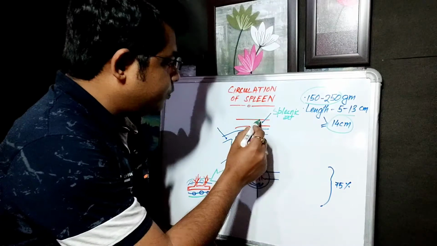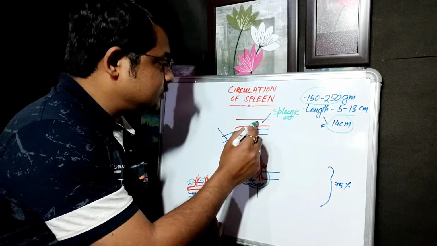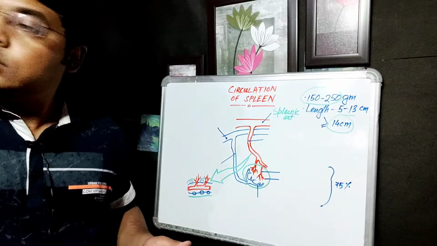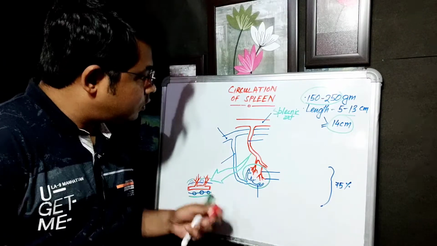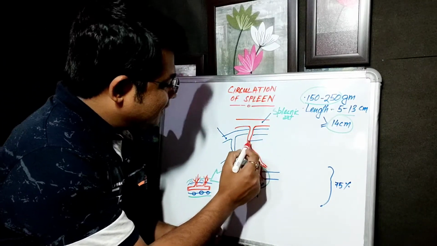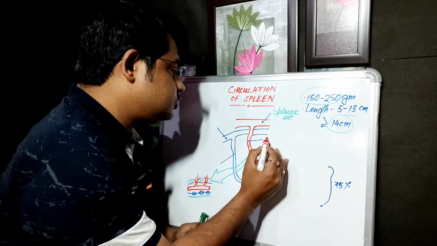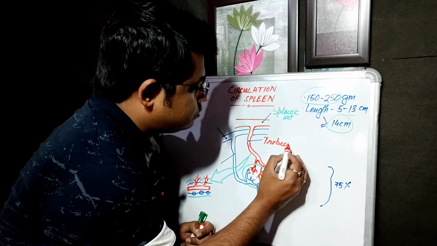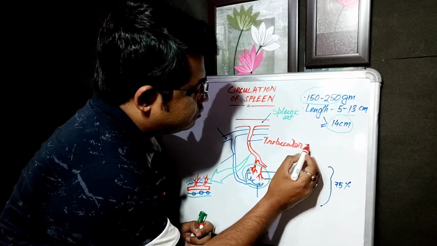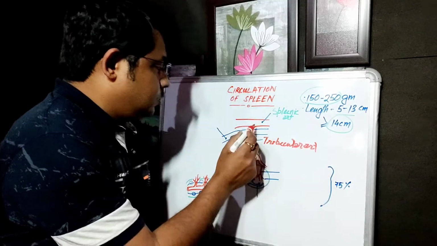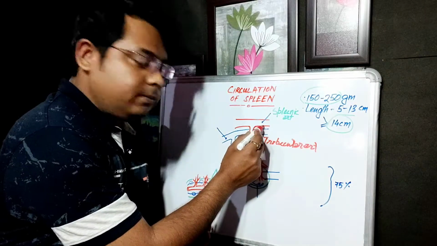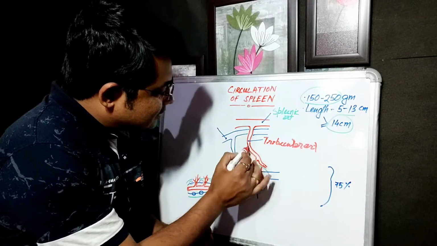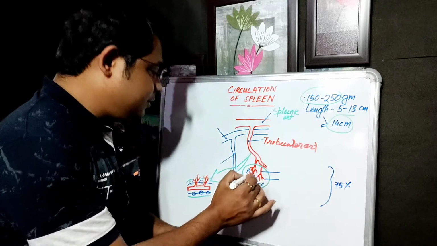So here is the main artery, that is the splenic artery. Now after entering the spleen, the splenic artery gives off the trabecular branch. So from the splenic artery it will produce the trabecular artery, and it enters the spleen and reaches the red pulp.